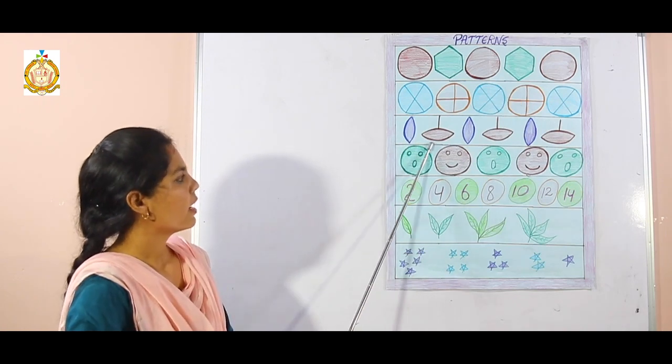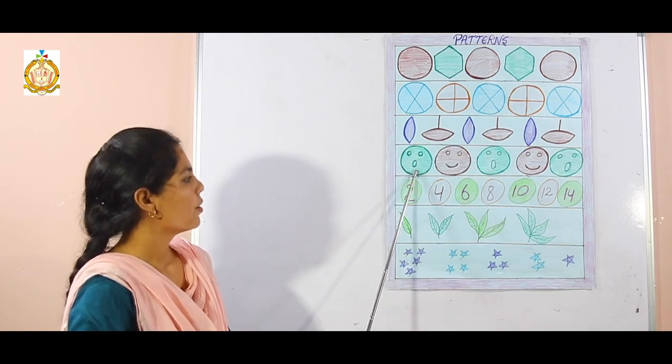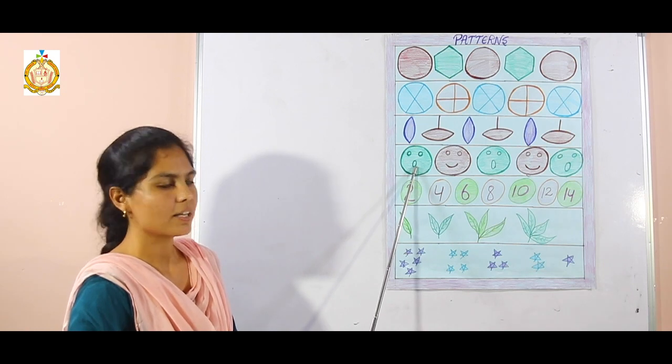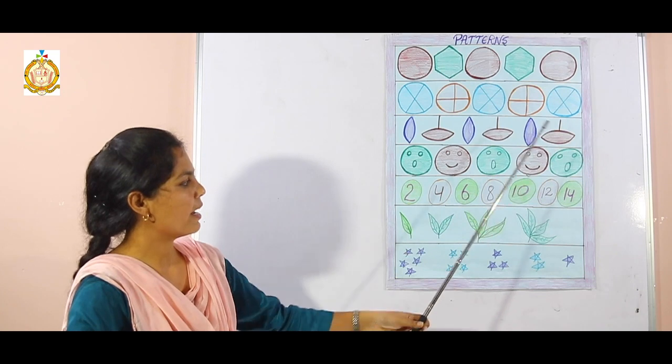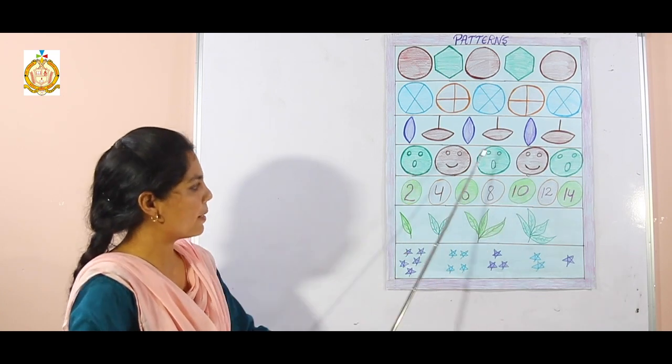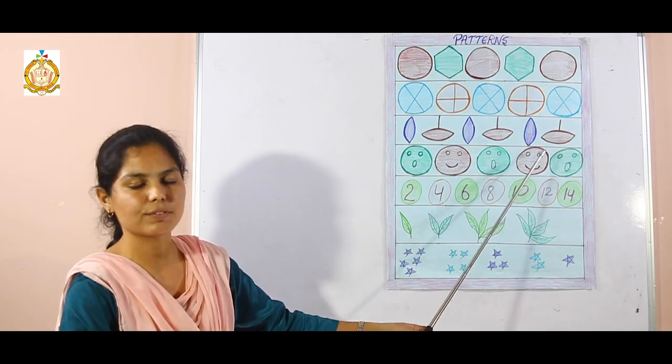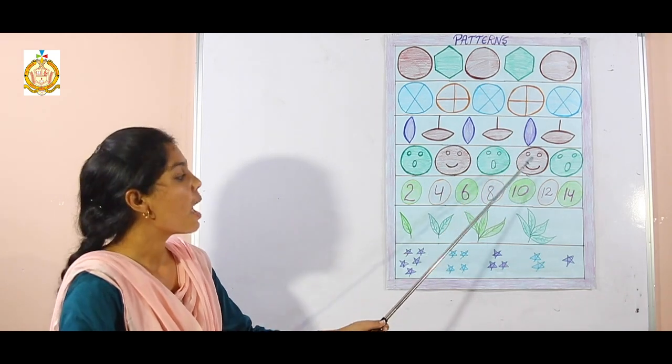Next, again repeated. The first one is this face, the second one is a smiling face, again smiling, this one smiling. Means these faces are repeated again and again, and we call this a pattern.